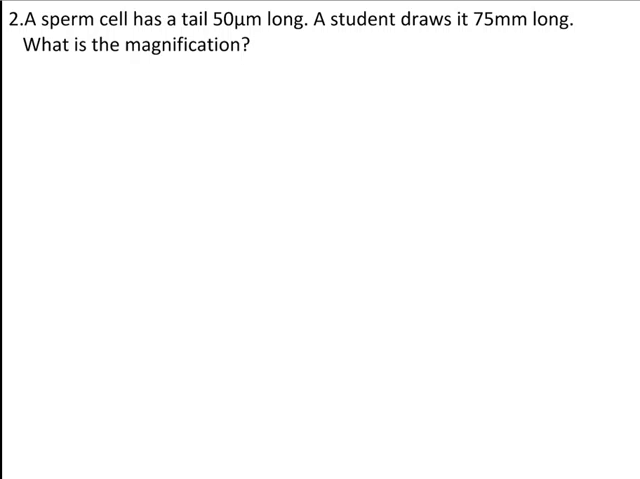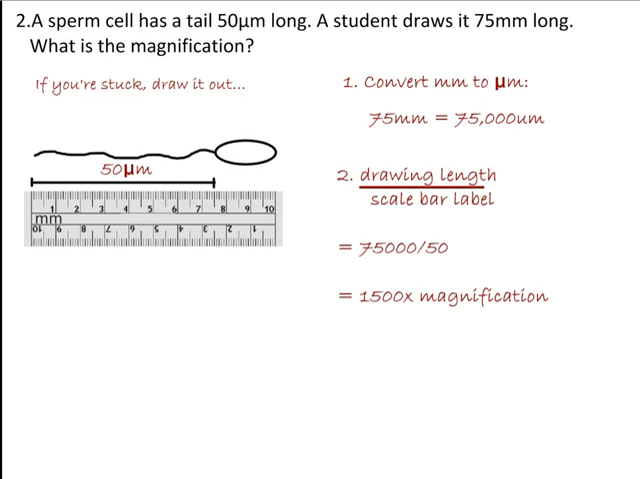Here's another question for you. A sperm cell has a tail that is 50 microns long, and a student draws it 75 millimeters long. What is its magnification? Again, pause the video, do it now. Here's the answer.